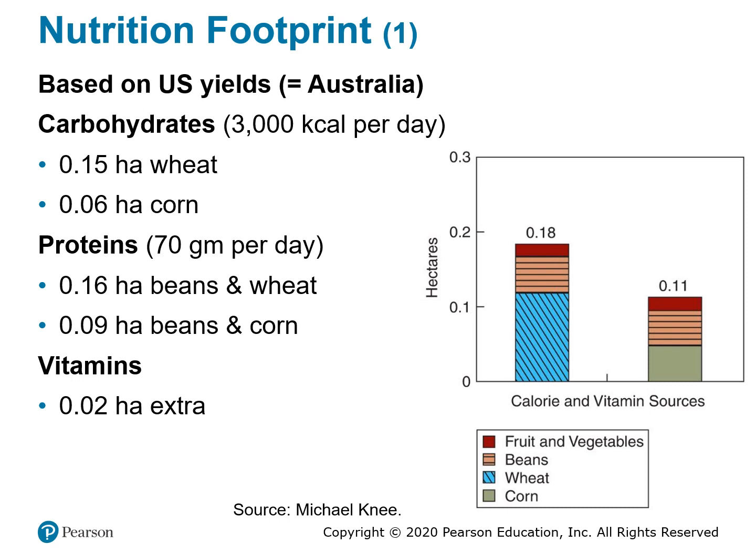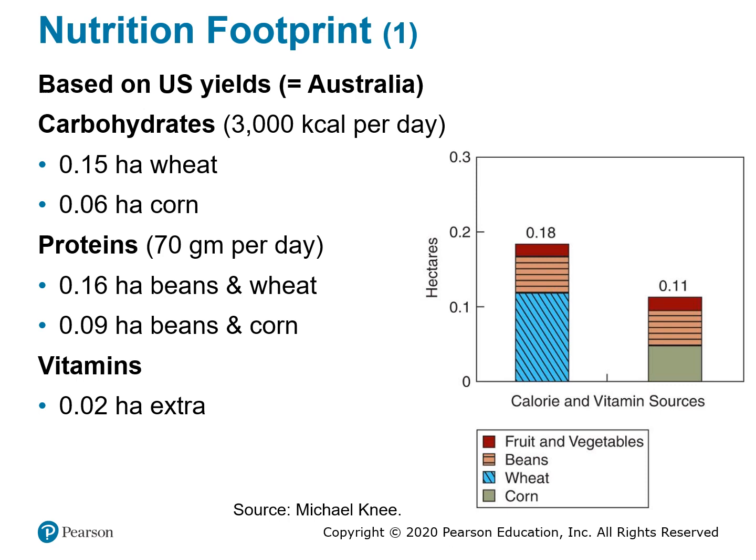Now, what is the footprint from all this food that we produce? At 3,000 kilocalories per day, based on United States yields, which are similar to Australian yields, we get the required carbohydrates. So 0.15 hectares of wheat or 0.06 hectares of corn would be needed to provide the energy to a human for a year. But we need proteins too, and that can be substituted by beans for about a quarter of the grain in the diet.